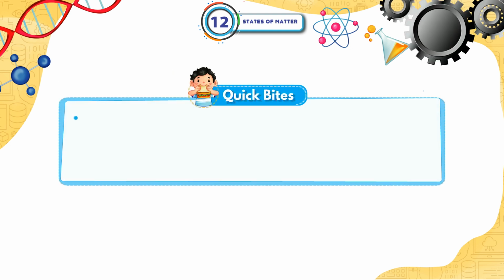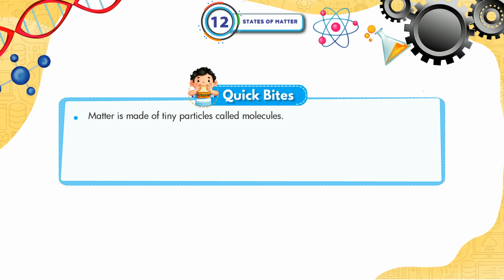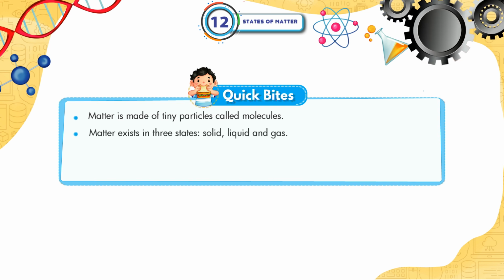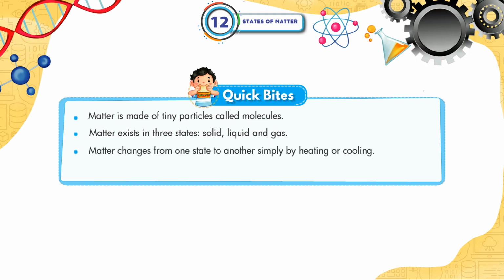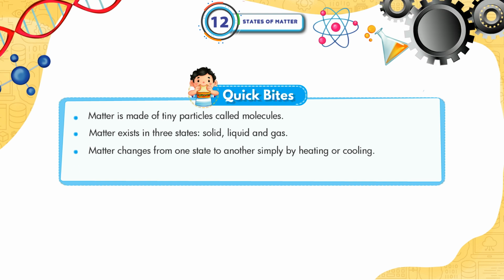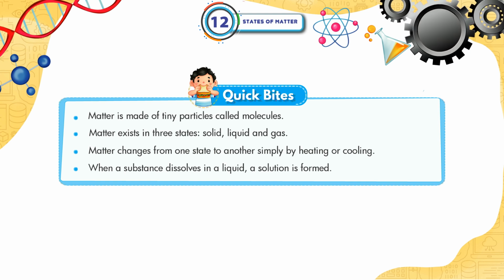Quick bites. Matter is made of tiny particles called molecules. Matter exists in 3 states: solid, liquid, and gas. Matter changes from one state to another simply by heating or cooling. When a substance dissolves in a liquid, a solution is formed.